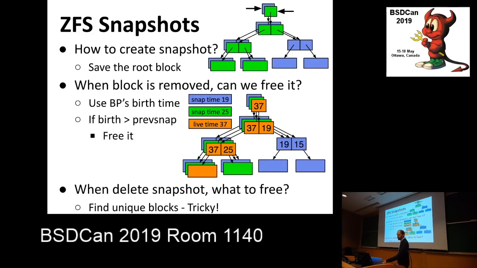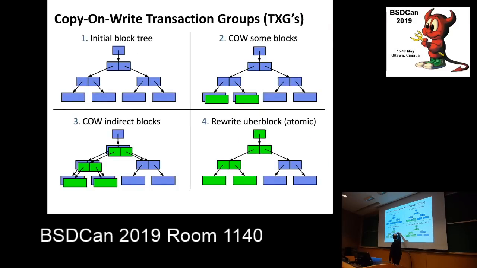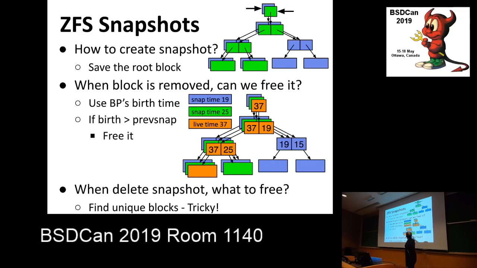So if we want to create a snapshot, all we need to do is save the old root block before we overwrite it with the new one, and make sure that we don't free any of these old blue blocks. As you can see at the top there, essentially we have two parallel trees that reference some of the same blocks, but some unique blocks. The tree that's rooted at the green is the new file system, but the one rooted at the blue block at the top represents the old snapshot.